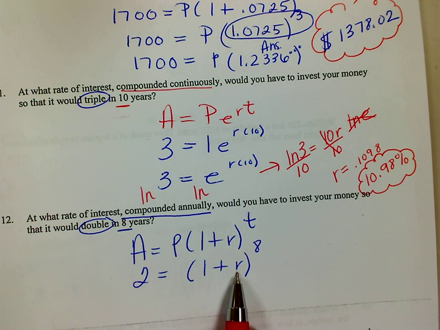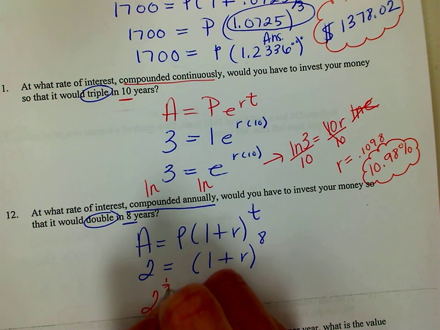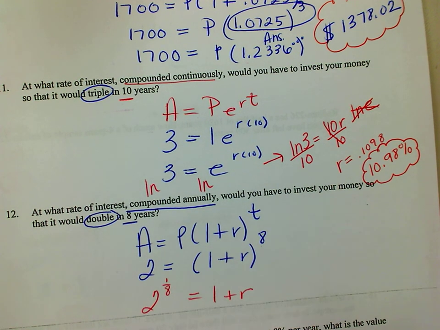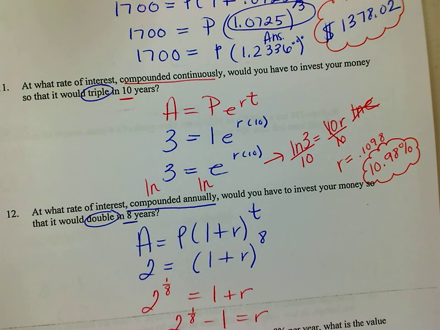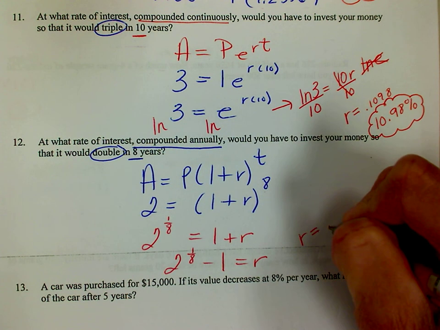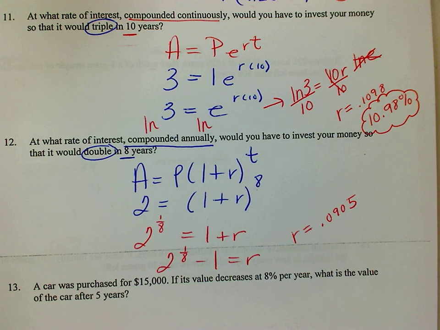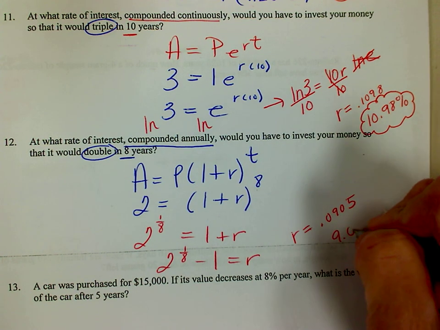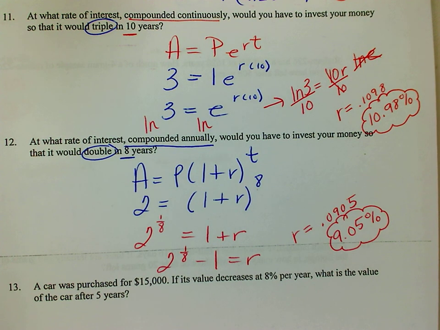So in order to solve for R, I have to get rid of my 8. To do that, I do the reciprocal. So 2 to the 1/8 equals 1 plus R. And then the last thing I want to do is subtract 1 from that. Let's put that in our calculator. Make sure 1/8 is in parentheses. Okay, so the rate is 0.0905. I want a percent though, so I have to move it over 2 places to the right, and I get 9.05%. So that's my answer to that one.